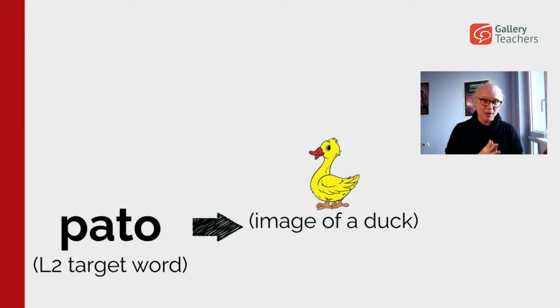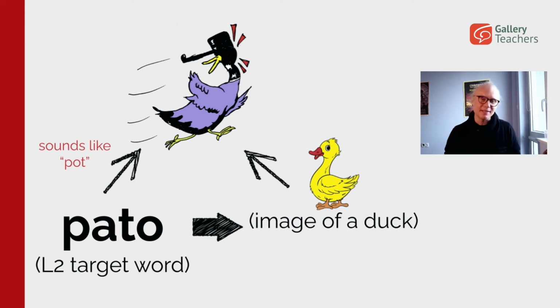How do we do this? Well, you think of an L1 word, a first language word that resembles the target vocabulary. So pato sounds a bit like pot, especially if you have an American accent like Atkinson did. Pot, pato, pot. So imagine a duck running around like an idiot with a pot on its head. The more ridiculous and vivid the image, the better it is and the more likely you're going to remember it.